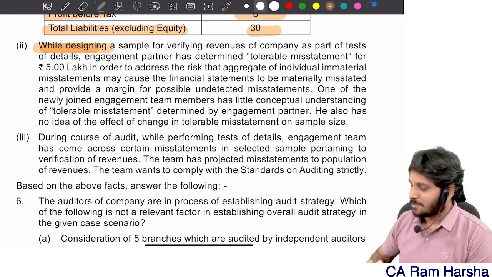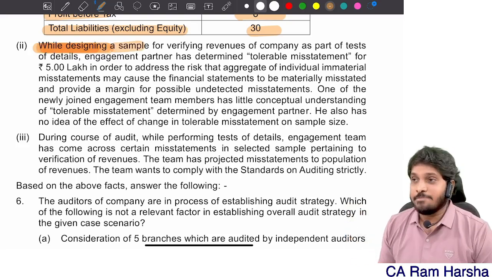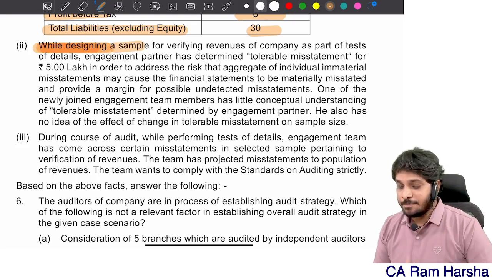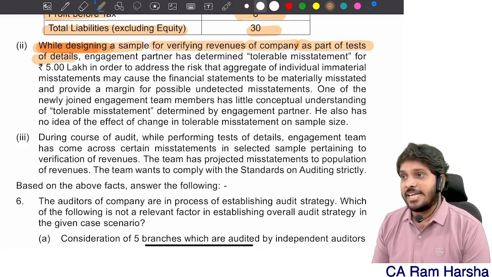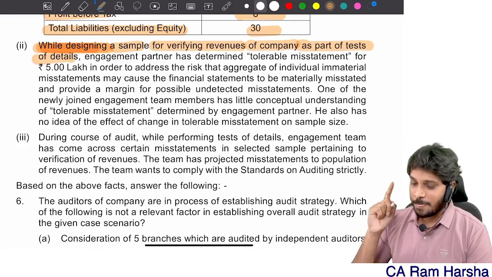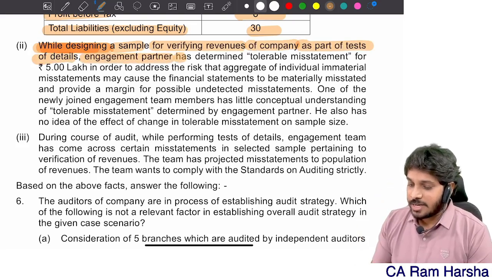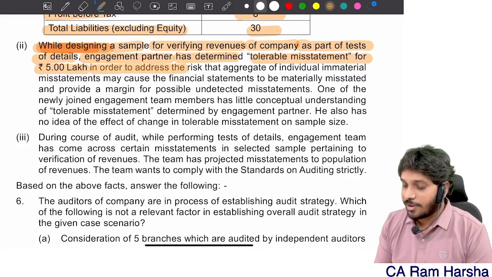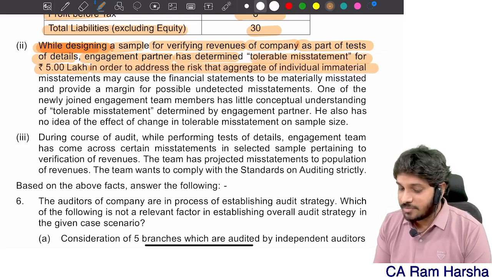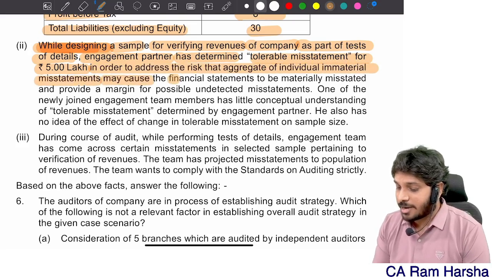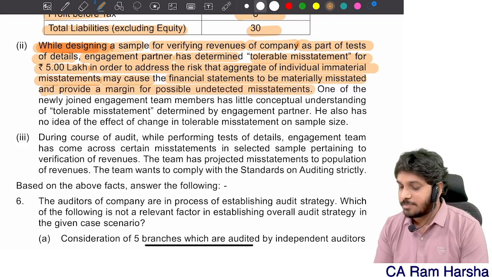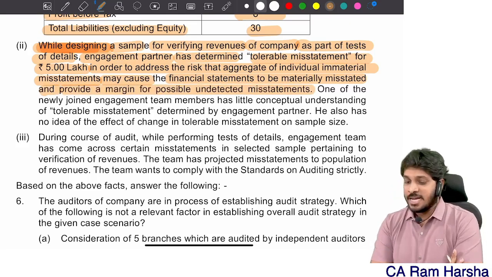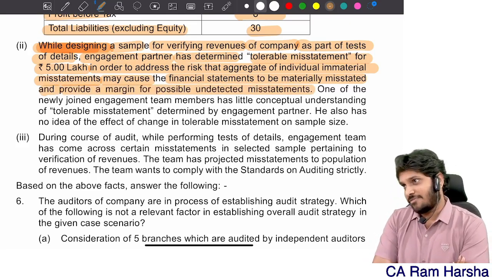While designing a sample for verifying revenues of the company as a part of test of details, you recollect SA 530. The engagement partner has determined a tolerable misstatement of 5 lakh in order to address the risk that the aggregate of individual immaterial misstatements may cause the financials to be materially misstated and provide a margin for possible undetected misstatement. Tolerable misstatement is kept at 5.